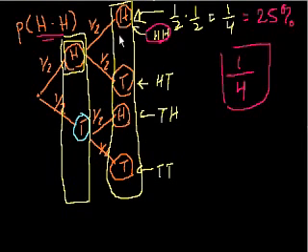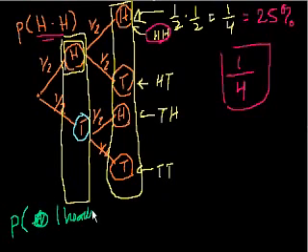So now that we've drawn this probability tree, I don't want it to go to waste. Let me give you another circumstance. What's the probability that I get 1 heads and 1 tail? And notice, I'm not saying that it has to be in that order. It could be tails heads or heads tails.